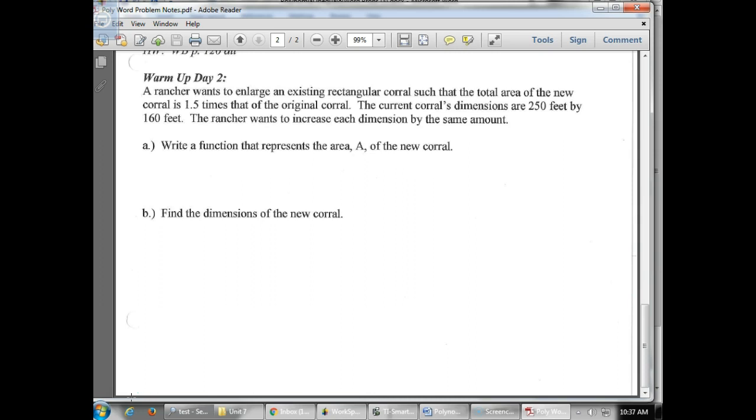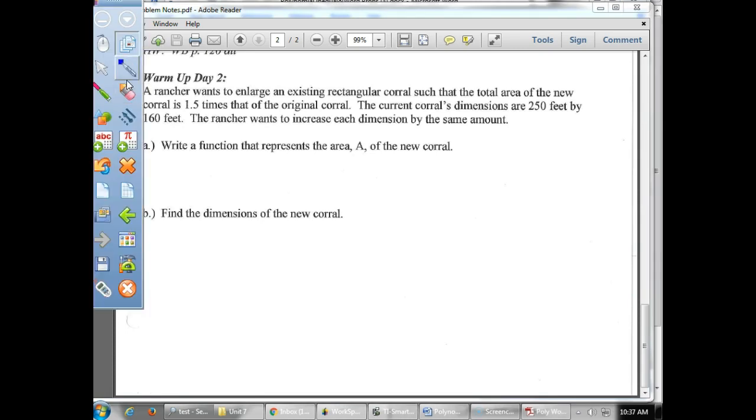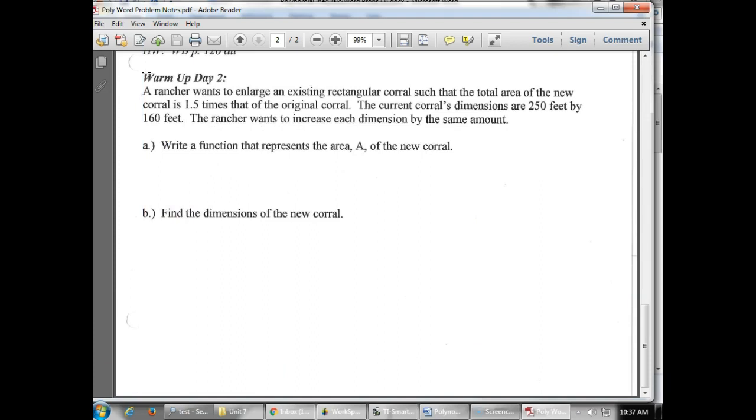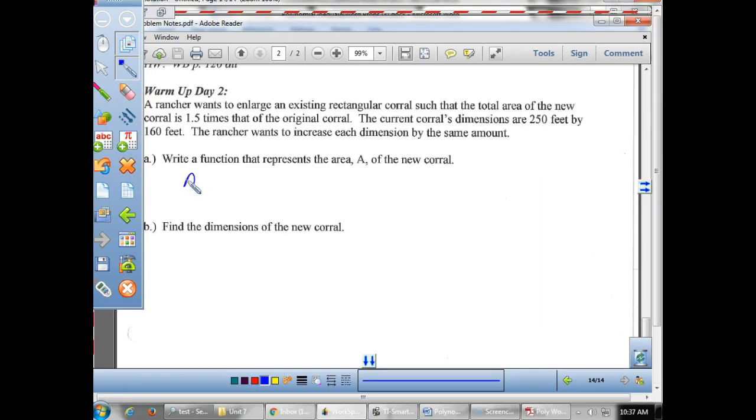Yes, for the equation? I got A of x equals 250x times 160x. Okay, so A of x is equal to 250 times x, times 160 times x.